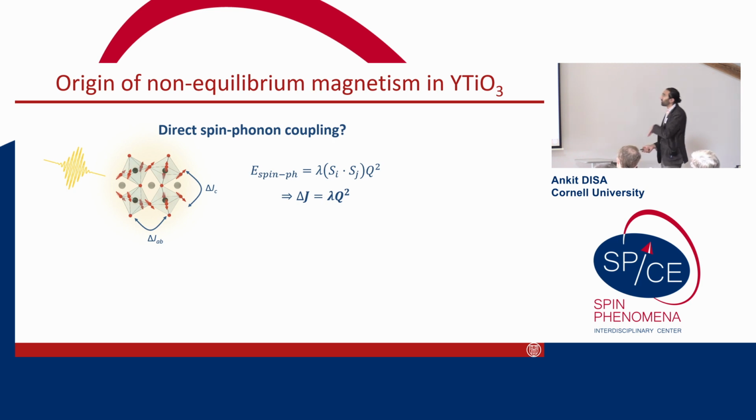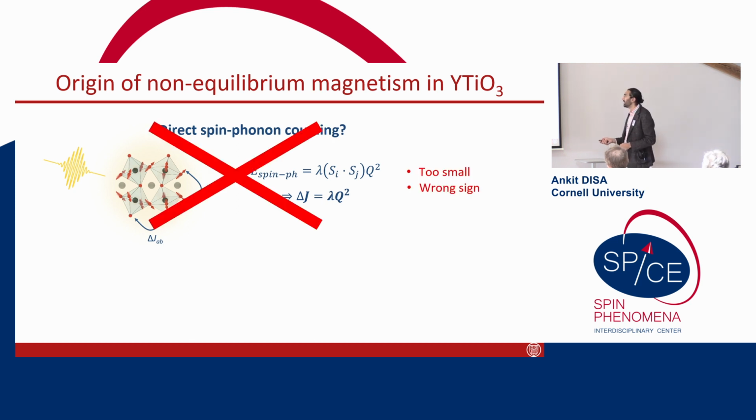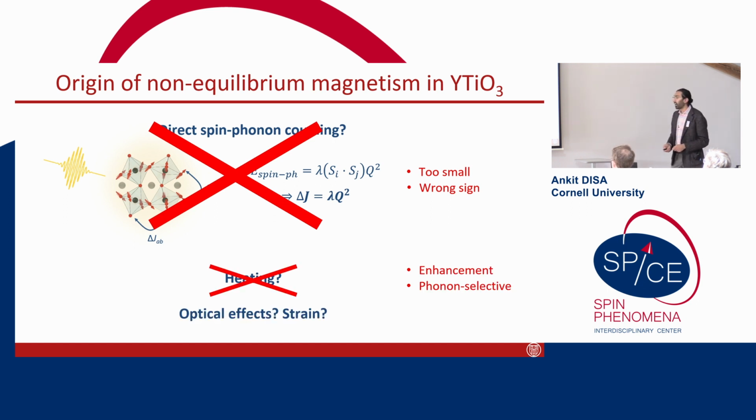I can already tell you on first glance, there's a couple of things that you might think. Can direct spin-phonon coupling explain it, where you couple essentially just the exchange between the different layers by moving the lattice? Turns out that this doesn't work. Is it heating? The answer is no. Is it other optical effects? Could it be strain? The answer is no. We've looked at this in detail.